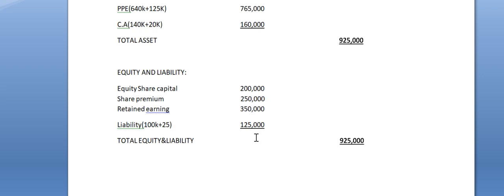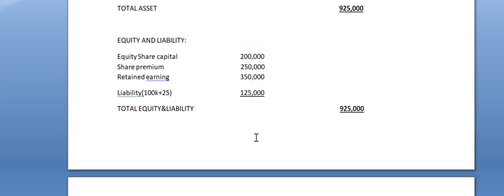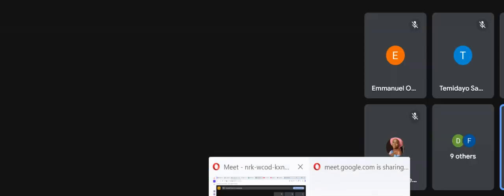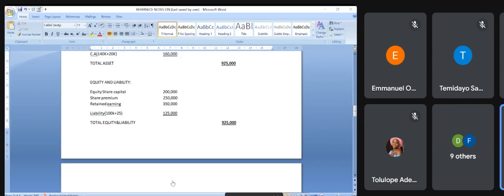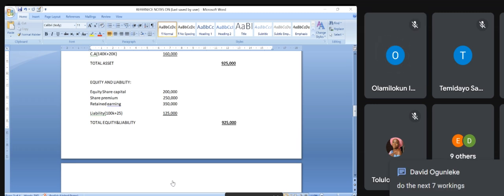Now we go to step 2. I said do the following. Who can tell me the step 2? Are we still together? Who can tell me the step 2? Do the next 7 workings. Thank you. So tonight, we are only going to look at the first 3 workings.